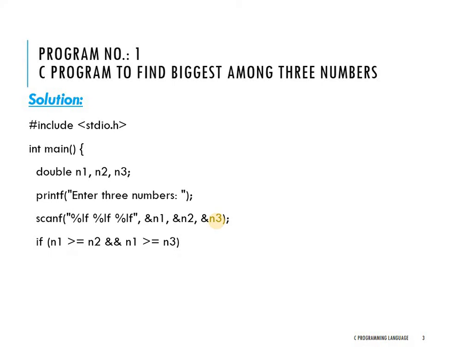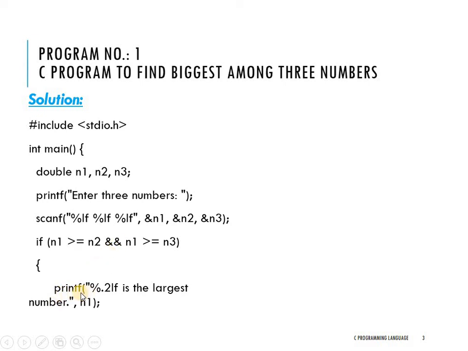And then I am going to compare the three elements using the logical AND operator. Here I have used the logical AND to check two conditions: n1 is greater than or equal to n2 and n1 is greater than or equal to n3. If the condition becomes true, n1 is the largest number. So I first check n1 with n2 and then n1 with n3. If both conditions become true, the if condition becomes true, so n1 is the largest number.